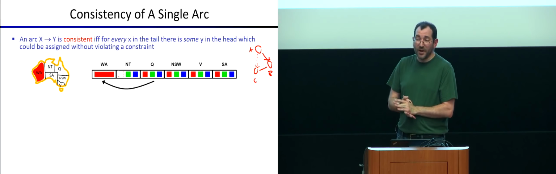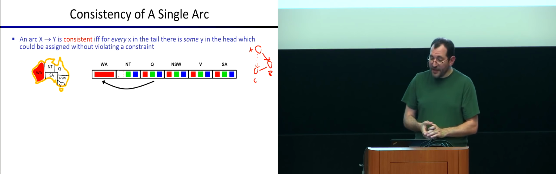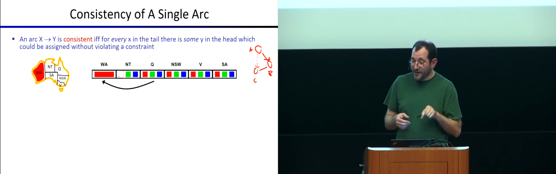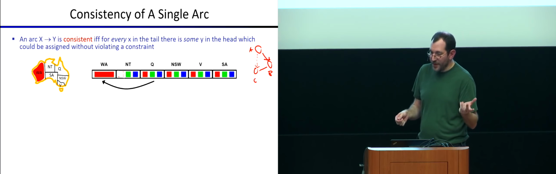You'll notice these two are not connected by a constraint, so it should be easy to check, but I can ask the question, if I assign red to Q, is there an assignment which does not yet violate a constraint for WA? Yes, red. How about green? Yes, red. Blue?